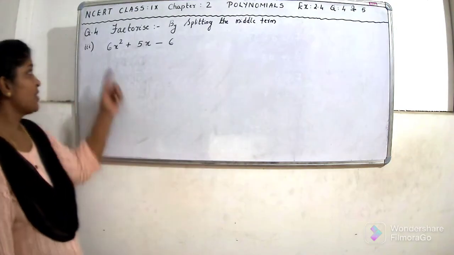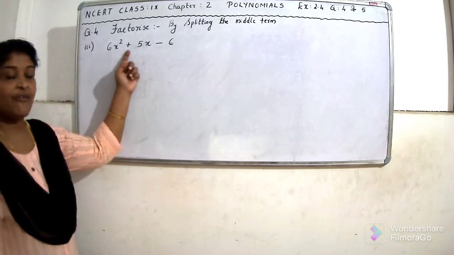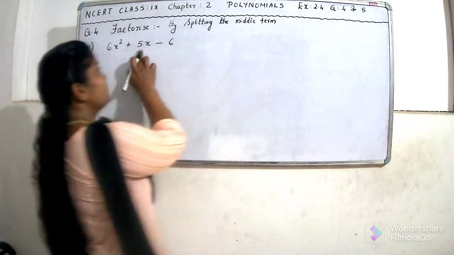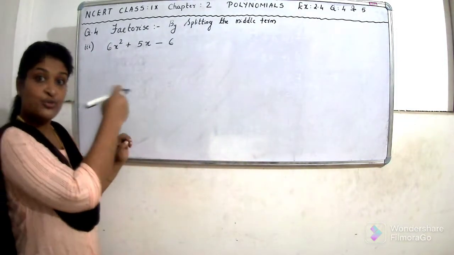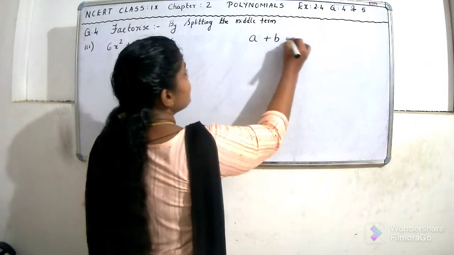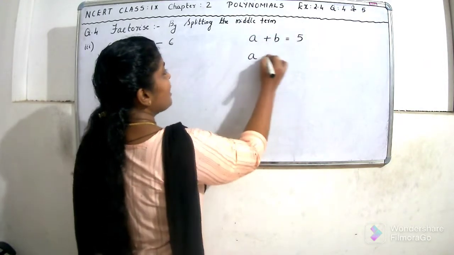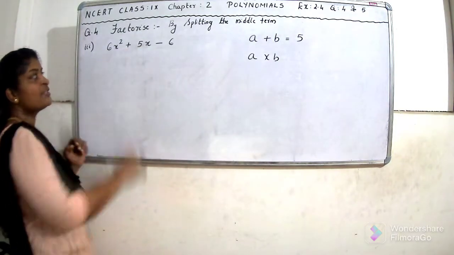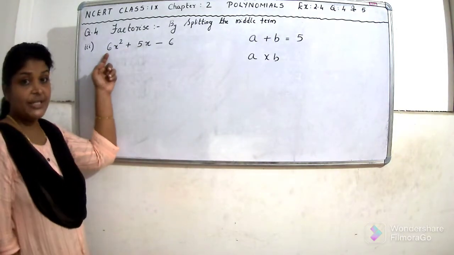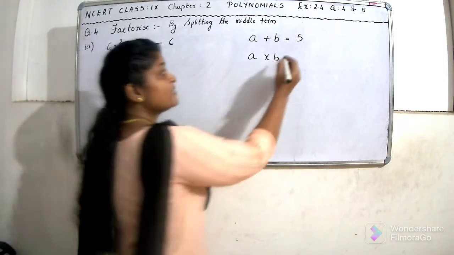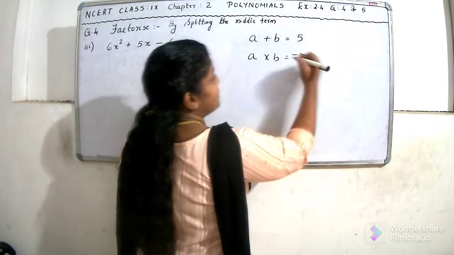In the third question, 6x square plus 5x minus 6, the middle term is 5x. We have to split 5, so a plus b should be positive 5. And a into b is the product of the first and last terms. Positive 6 is here, negative 6 is here. That means 6 into negative 6 is equal to negative 36.